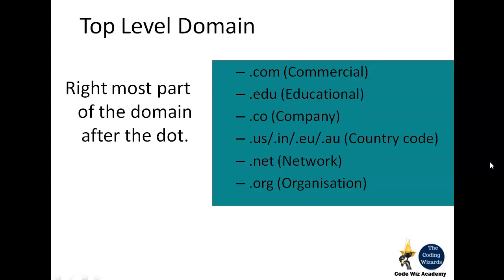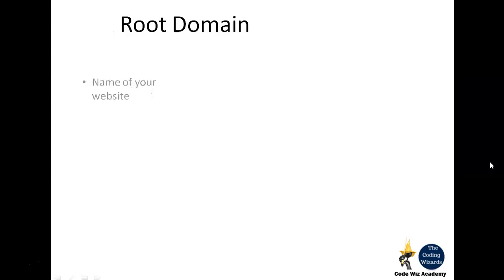.net stands for network. .org stands for organization. So there are a host of other options also available. When you want to choose a domain name, you will get a list of available options that you can choose from.